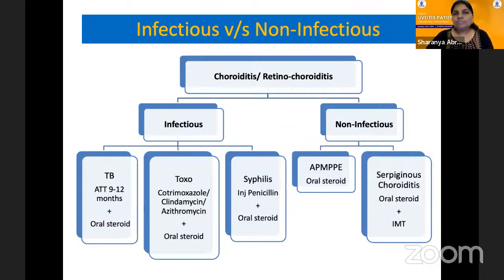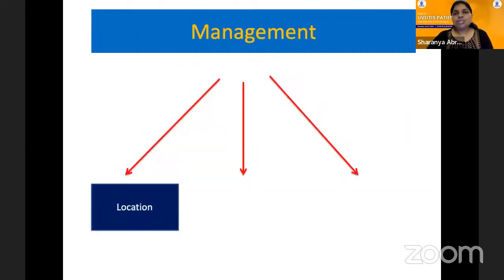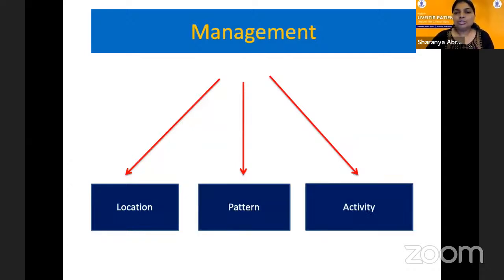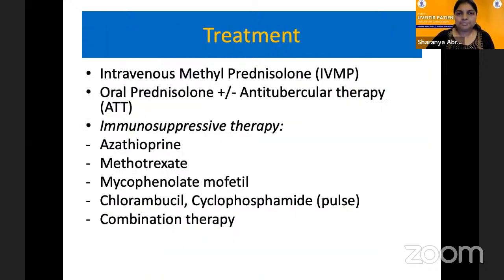So when we come to treatment, the first thing is we must know whether these are infectious or non-infectious entities, and treat accordingly, definitely with oral steroid or immunosuppressant, and appropriate antimicrobial therapy. The management broadly would depend upon the location of the lesion, the pattern of the lesion, and the level of activity at presentation. So if you have a macular-threatening non-infectious lesion, definitely intravenous methylprednisolone for 3 days, 1 gram, followed by a course of oral steroid with or without immunosuppressives.